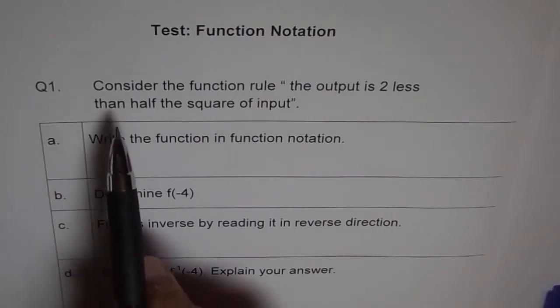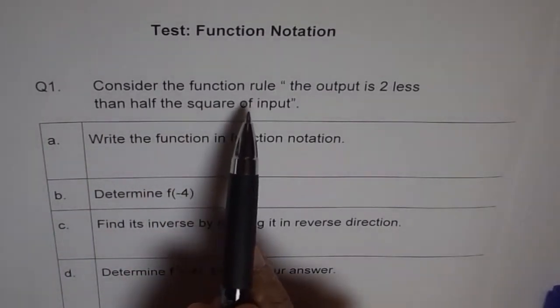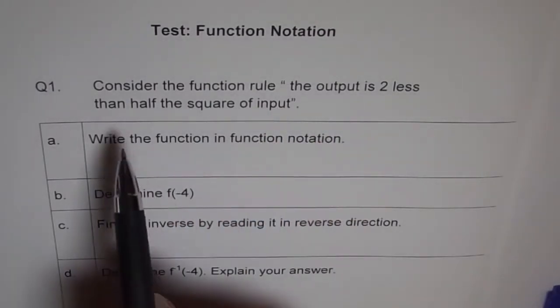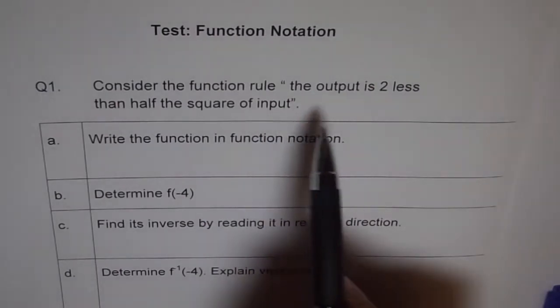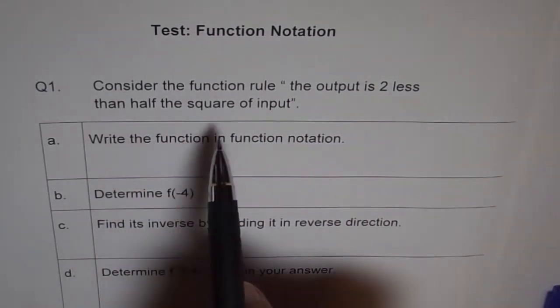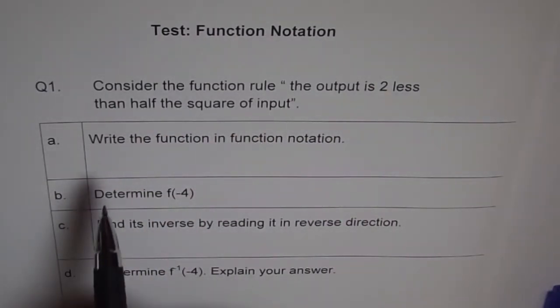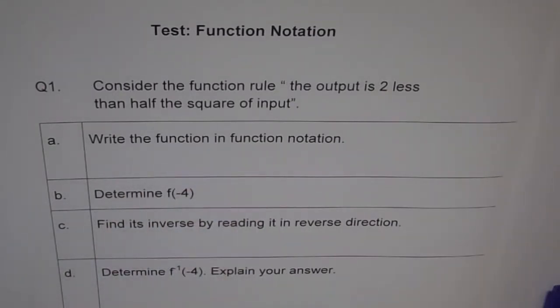The question is, consider the function rule. The output is 2 less than half the square of input. A. Write the function in function notation. Correct? That's a simple knowledge-based question. B. Determine f of minus 4.